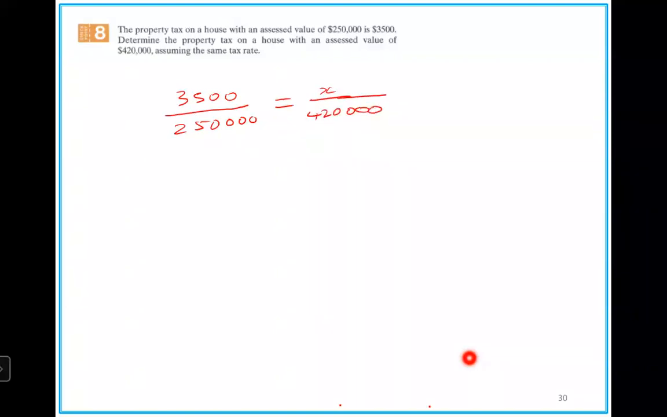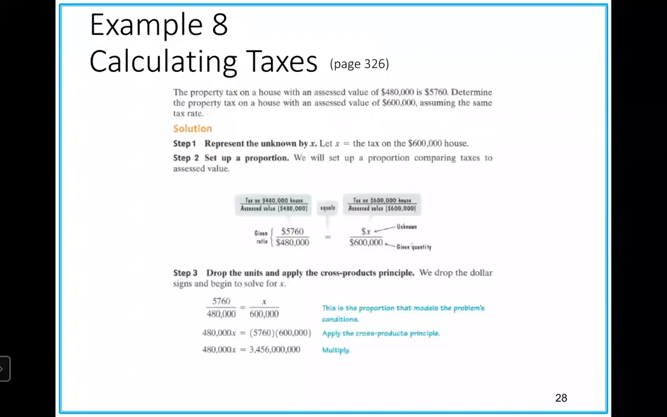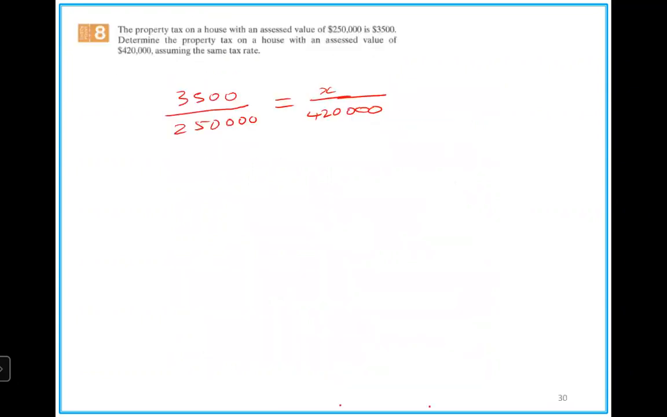Okay, right. Of course, I was just doing it in the interest of time, but normally we'd start off by saying, let x be the tax on the $420,000 house. Then you set up your proportion, then you solve. But in the interest of time, I'll get straight to the point. So the next step is to do your cross multiplication.